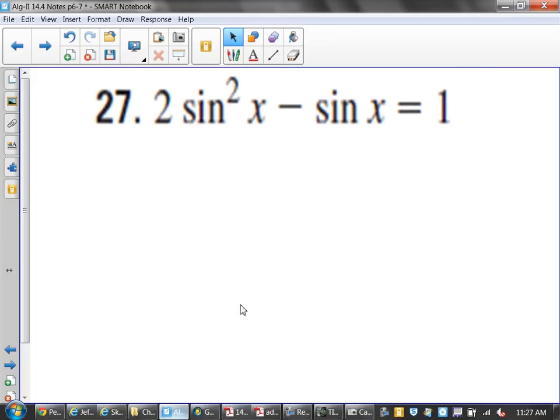if you look at what you have, you've got sine squared, a sine, and a constant. It just so happens that you've got a number in front of the sine squared, you've got a 1 on the other side. First thing I'm going to do, yeah.